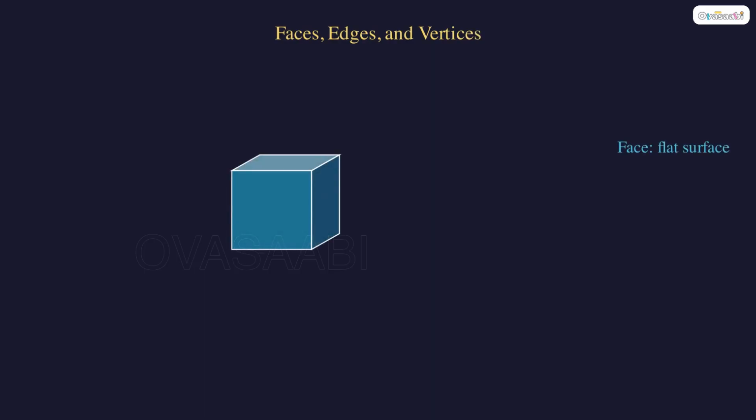A face is a flat surface. An edge is where two faces meet. A vertex is a corner point where edges meet. Remember these three words.